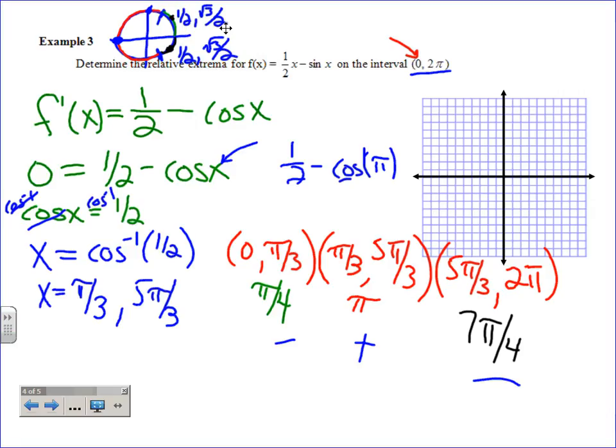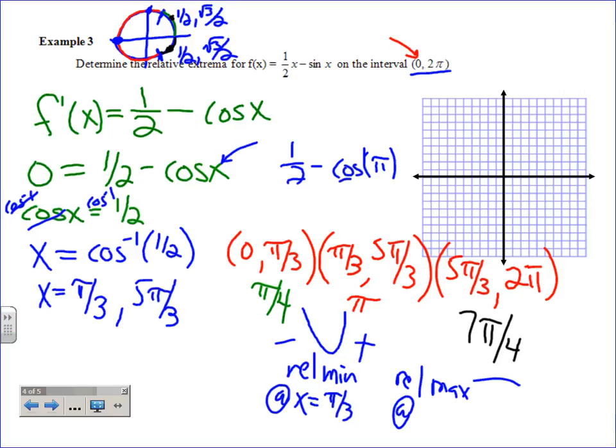Are they extrema? Yes. Do we know absolute, relative, anything like that? Not necessarily, but we do know for a fact that they are extrema. And in fact, we know this one is at the very least a relative. It's going down and up, right? So it's a relative min at the very least at x equals pi over 3. And over here at the very least, it's a relative max at 5 pi over 3.